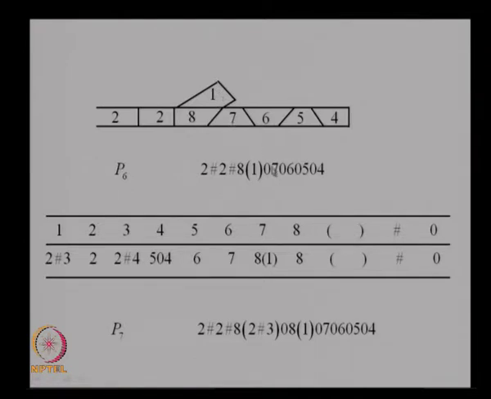Then the zeros are represented by oblique walls. So, you have between zeros 7, 6, 5, 4, the labels of these cells are given as 7, 6, 5, 4. Now, this is P6. Now, from P6 how do you get P7?